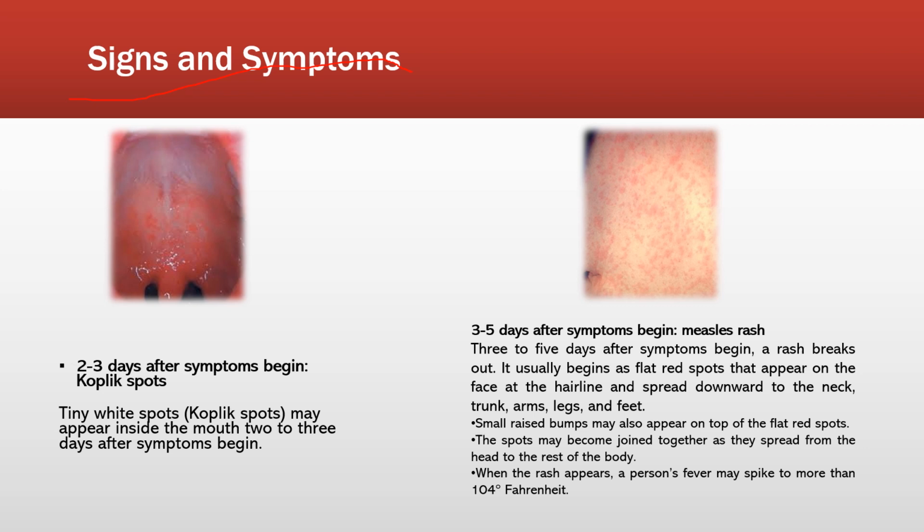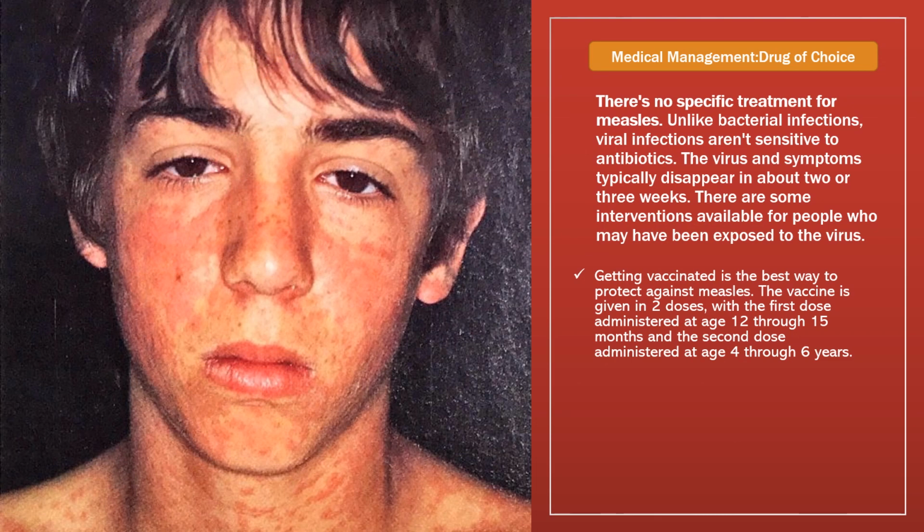3 to 5 days after symptoms begin, a rash breaks out. It usually begins as flat red spots that appear on the face, at the hairline, and spread downward to the neck, trunk, arms, legs, and feet. Small raised bumps may also appear on top of the flat red spots. The spots may become joined together as they spread from the head to the rest of the body. When the rash appears, a person's fever may spike to more than 104 degrees Fahrenheit.